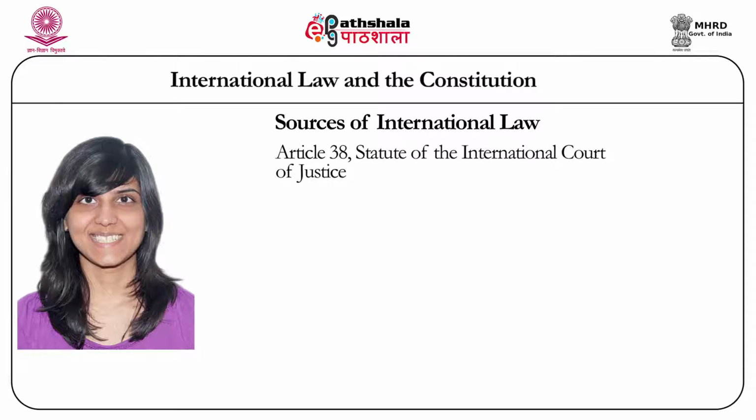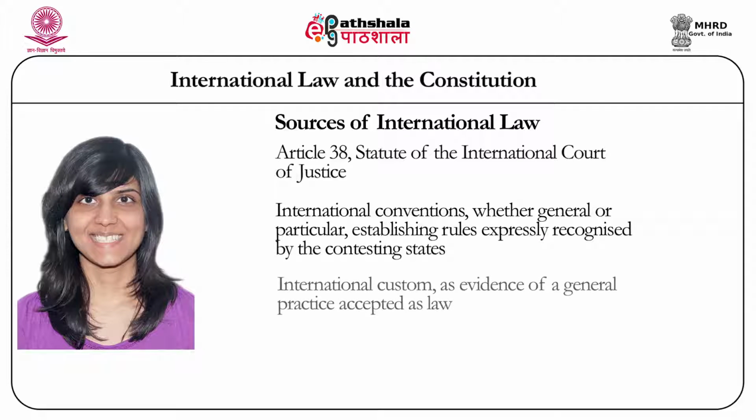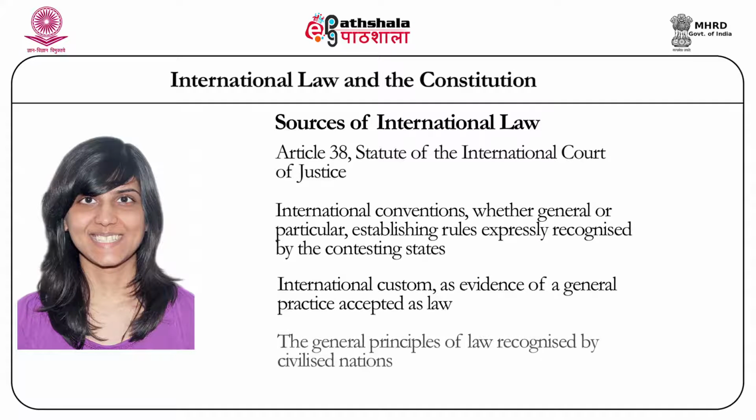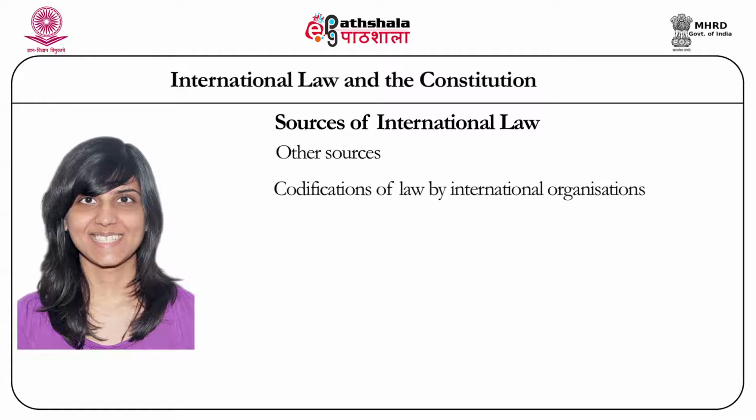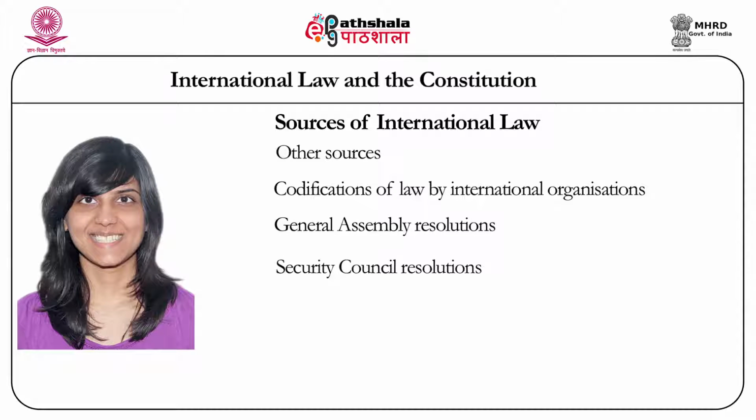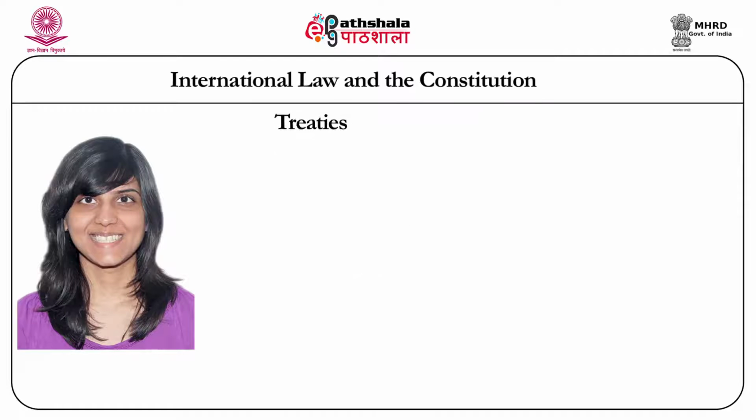These sources include international conventions, international custom, and general principles of law recognized by civilized nations. There are also other sources of international law, such as codifications of law by international organizations, as well as resolutions of the General Assembly and the Security Council of the United Nations. Of all these, the two most significant sources of international law are international conventions or treaties and customary international law.